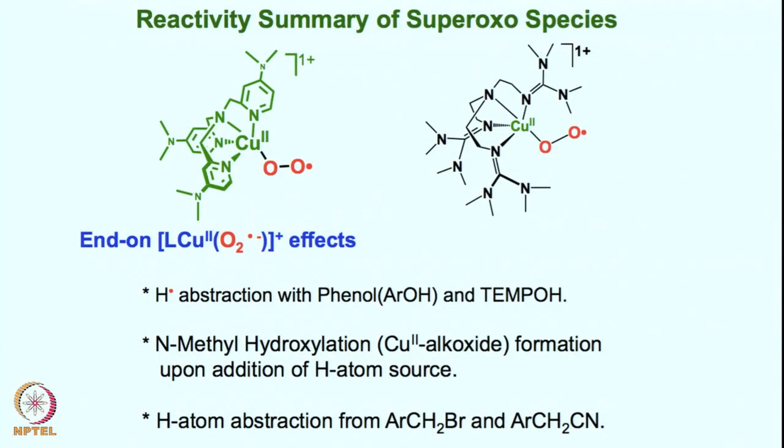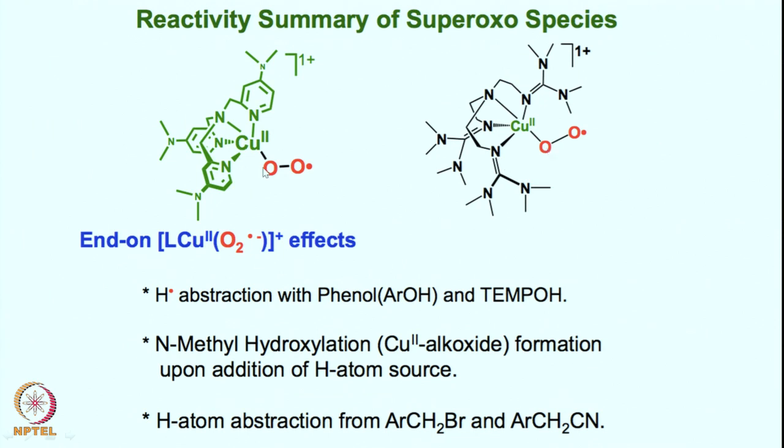Let us look at the summary of what we have seen so far with these two copper superoxo species: they are capable of doing this chemistry which is parallel to what is seen in the enzyme. Now, let us try to look at the other species, right. The other species that we have not seen so far too much is the hydroperoxo intermediate.